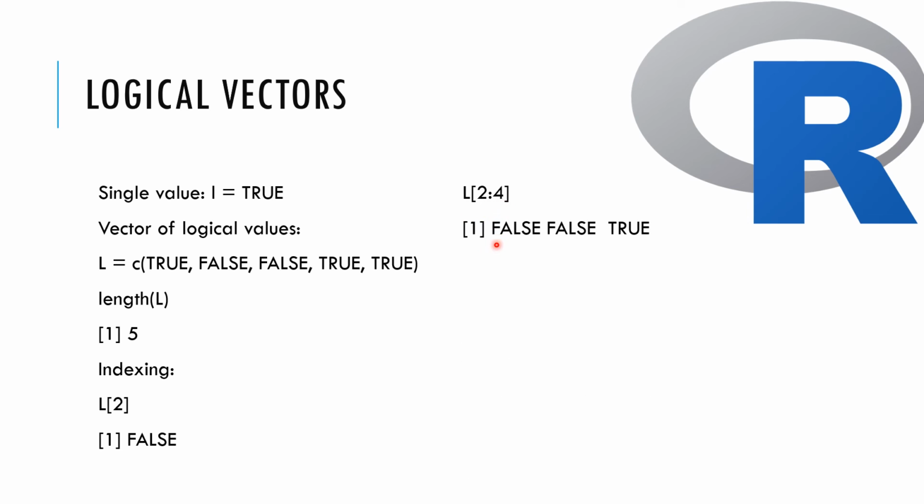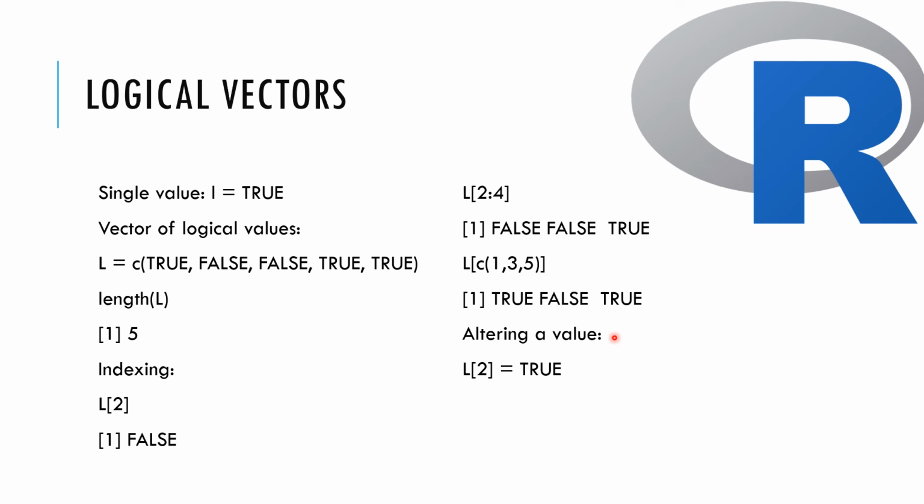Then 2 to 4 gives 2, 3, 4. Then random positions 1, 3, 5, and again you get the same result here. Now if you want to alter the value, you can do the same way here. Just mention the name and the index number, and it will change the value of that particular element. So we are replacing here, the second one is FALSE, but we are replacing it with TRUE. Now you see the result. So L, now if you display the values, you'll get the second element has been changed from FALSE to TRUE.